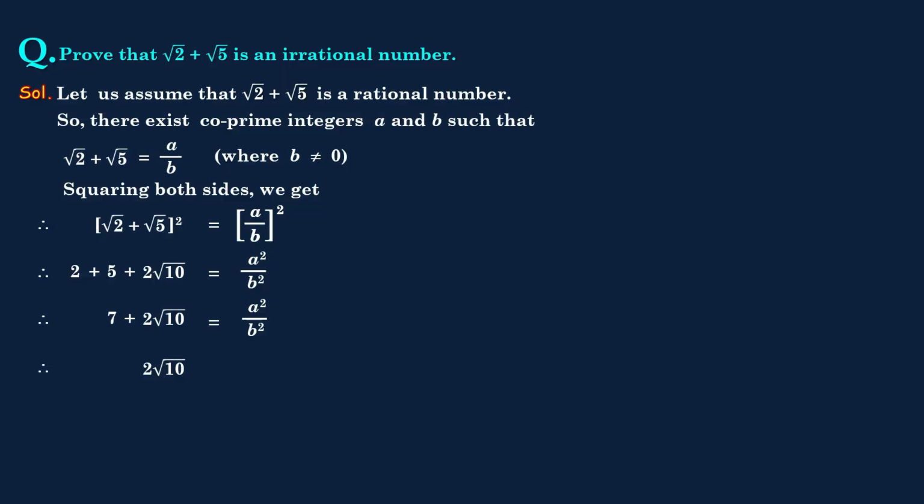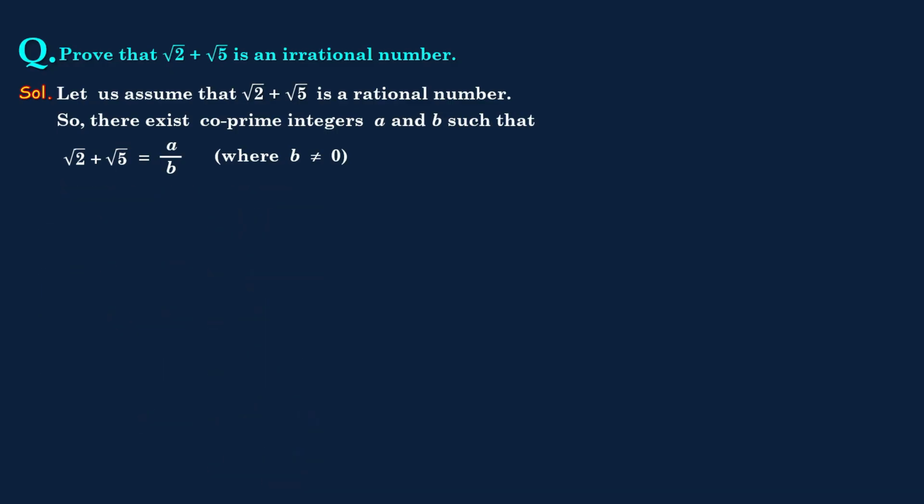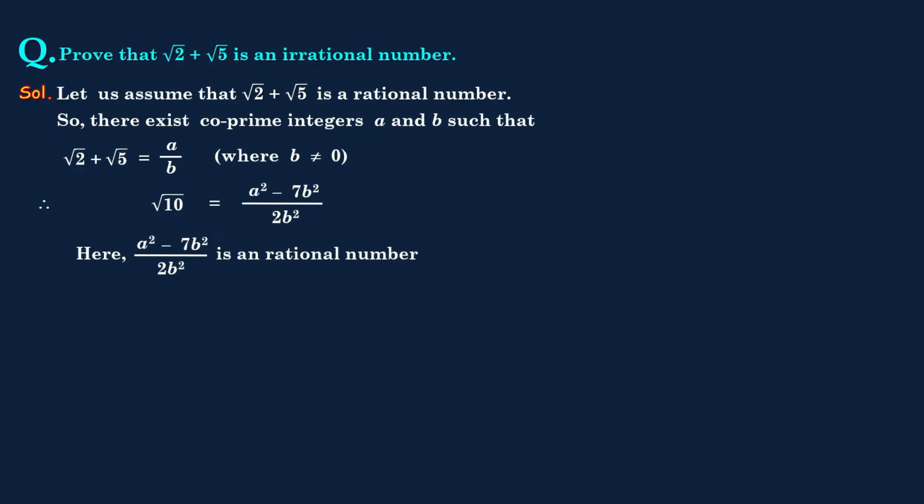Now, subtract 7 from both sides. So, 2 root 10 is equal to a square minus 7b square divided by b square. Now, divide both sides by 2. So, root 10 is equal to a square minus 7b square divided by 2b square. From the previous step, we get root 10 is equal to a square minus 7b square divided by 2b square. Here, a square minus 7b square is a rational number, and 2b square is also a rational number. Therefore, the entire expression is a rational number.